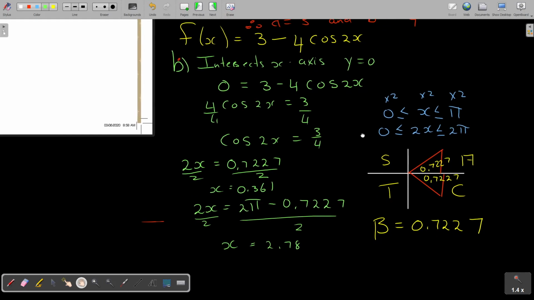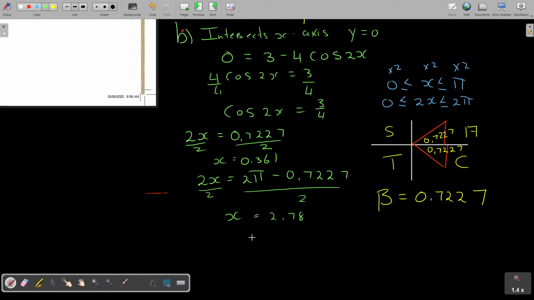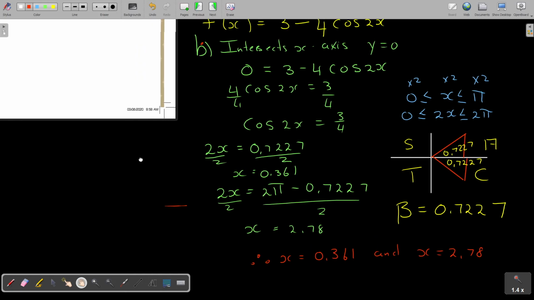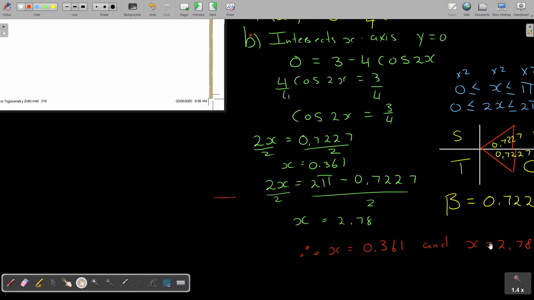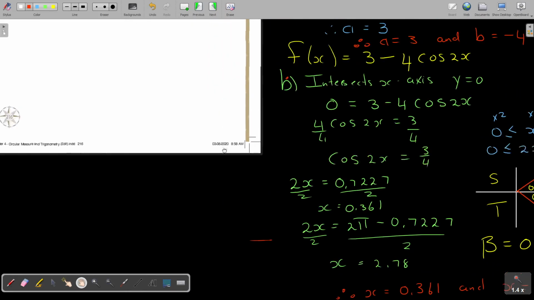So if I want to conclude, I will now read what's the question. I just want to say, therefore, x is 0.361 and x is 2.78. Let's read the question again. Find the x coordinates. They didn't say the full coordinates. If they said full, I should have written 0.361, comma 0. But they did not. They just wanted the x coordinates. So that was question B.